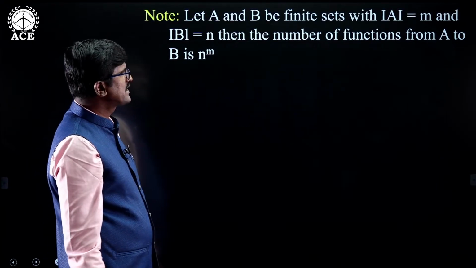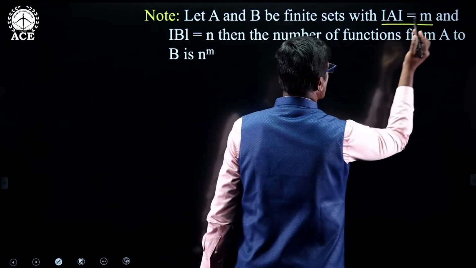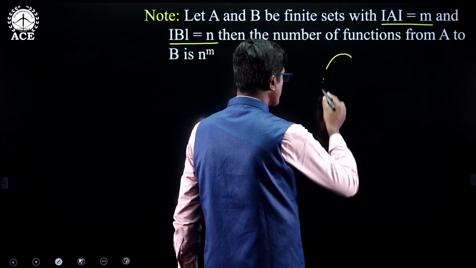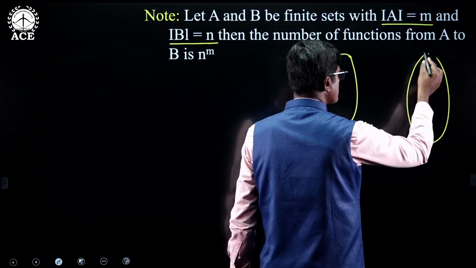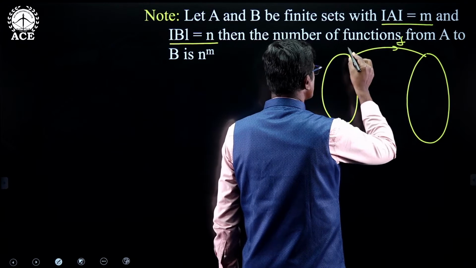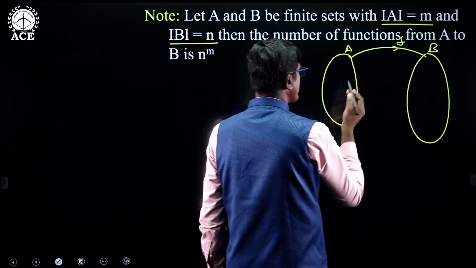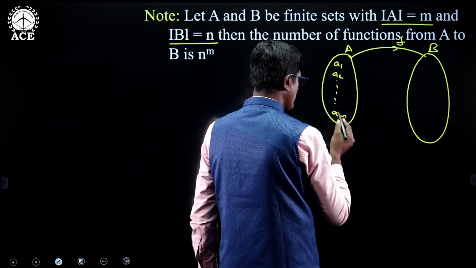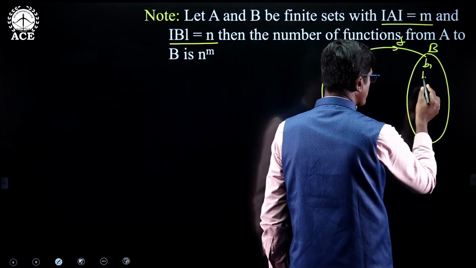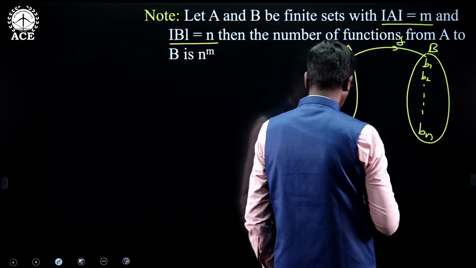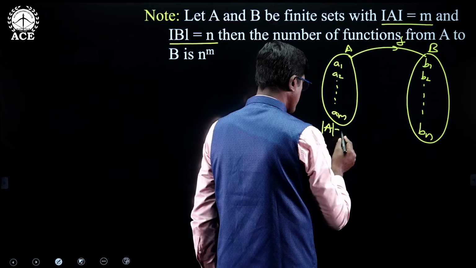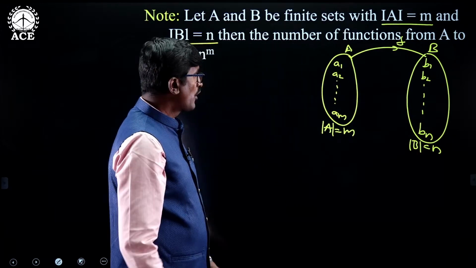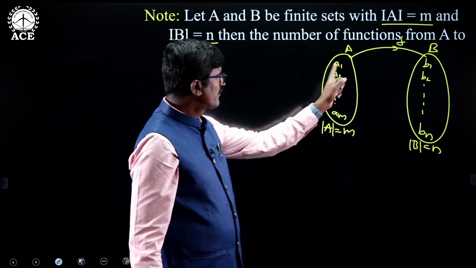And one more thing. Let A and B be two finite sets with cardinality of A equal to M and cardinality of B equal to N. Then the number of functions from A to B. So this is set A and this is set B, and F is the mapping from set A to set B. Set A has M elements, A1, A2 and so on up to AM. Set B has N elements, B1, B2 and so on up to BN. So the cardinality of A is M and the cardinality of B is N. Then how many functions are possible from A to B?